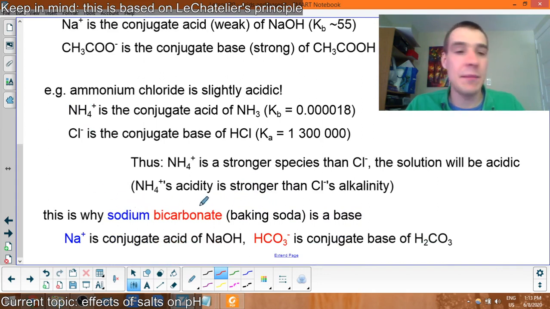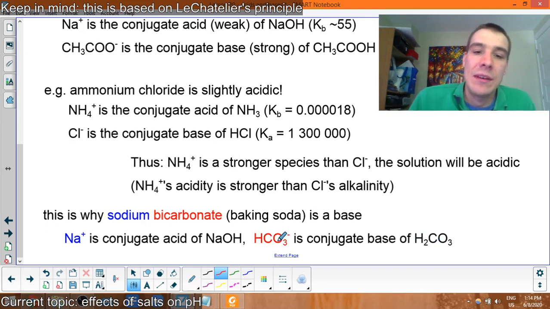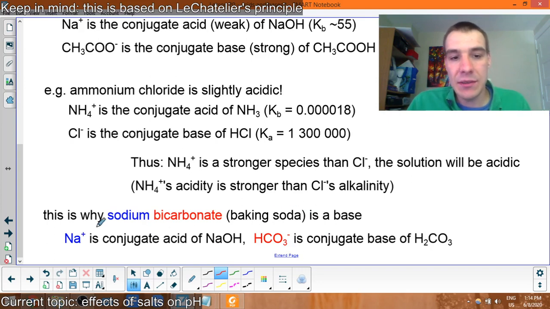And this explains why sodium bicarbonate, like baking soda, is a base. Sodium is the conjugate acid of NaOH. NaOH is a very strong base, and so its conjugate acid is weak. So sodium is a weak acid in water. Bicarbonate is the conjugate base of carbonic acid. Carbonic acid is a weak acid, so bicarbonate is an okay-ish base. But compared to the sodium, it's a pretty good base, and so you end up with a basic solution when you put sodium bicarbonate in water. This is why sodium bicarbonate is basic. We'll do a bunch of practice problems with this when we get to class.